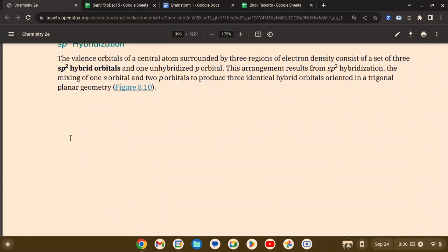sp2 hybridization. The valence orbitals of a central atom surrounded by three regions of electron density consist of a set of three sp2 hybrid orbitals and one unhybridized p orbital. This arrangement results from sp2 hybridization, the mixing of one s orbital and two p orbitals to produce three identical hybrid orbitals oriented in a trigonal planar geometry.